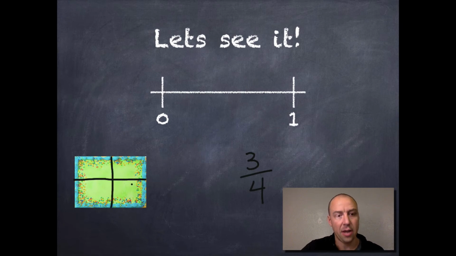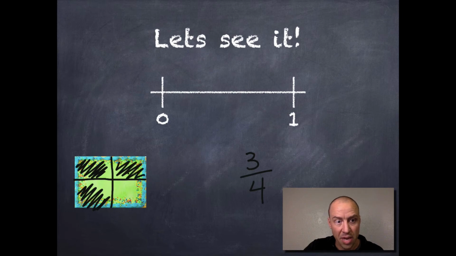Okay? Look, here's our cake. We've made this into fourths. We're talking about 3 of them. So we're talking about not just this fourth here and not just this fourth here, but all 3 of these fourths here. We've cut it into fourths, and we've identified, well, we want to talk about 3 of them. All right, that's 3/4.